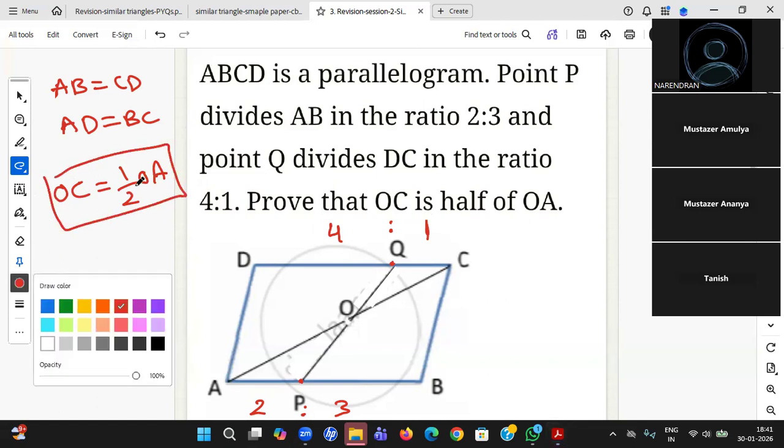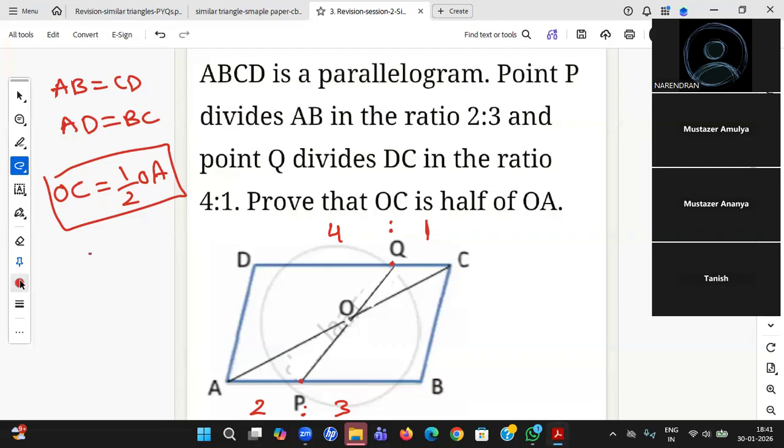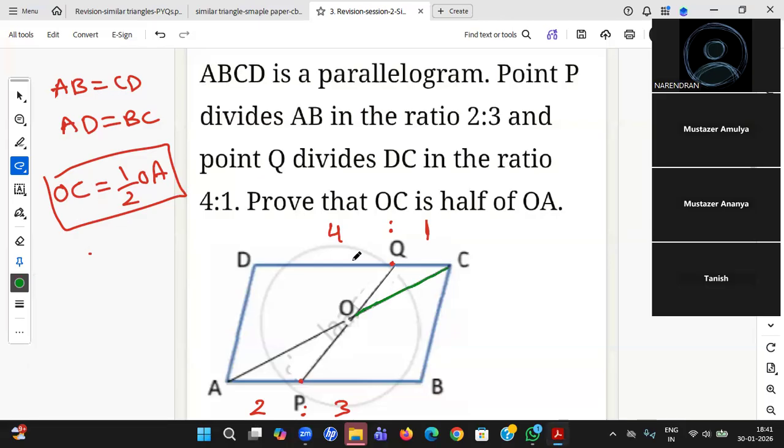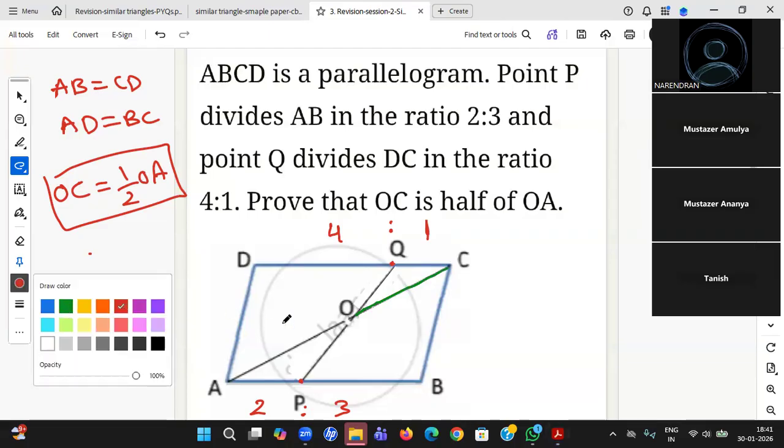Okay, students. So he speaks about the length. Length means I need to bring in similarity, then I should do CPST. Then only the lengths can be taken, right? Why? Because I am not able to see any Pythagoras theorem right angle triangles. Yes, Tanish, which triangle should I take, student, to bring these two things into the picture? OC, I am drawing it for you. OC is here, OA is here.